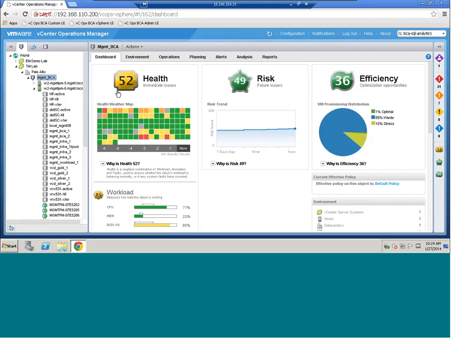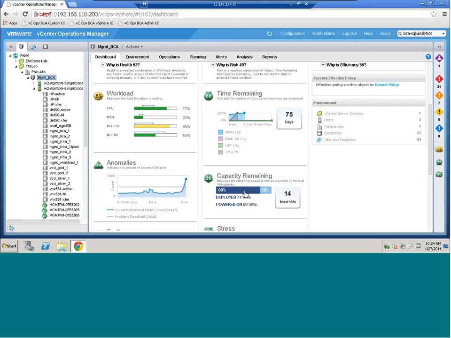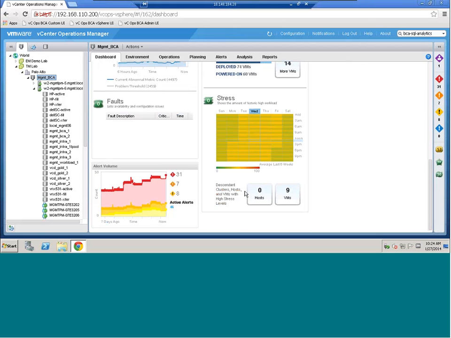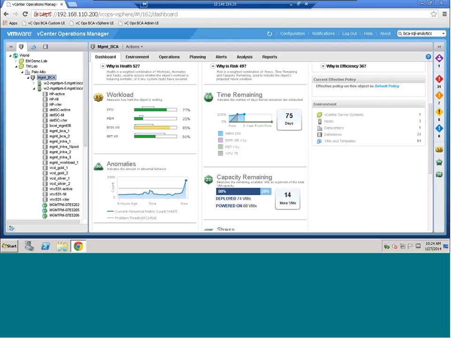So moving from health, what we want to do is move over to risk. And risk is about some additional badges here as well. So the badges that we have under risk are time remaining, capacity remaining, and stress. So I like to cover these as two separate topics. The first topic being time remaining and capacity remaining. And they go hand in hand. You can think of them as different axes on the same chart.